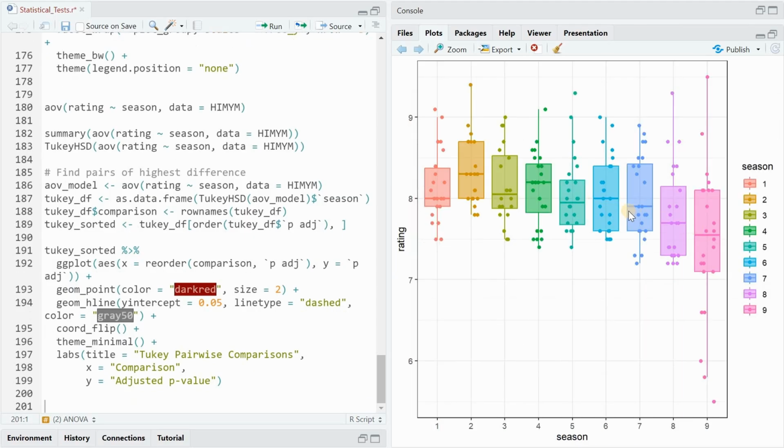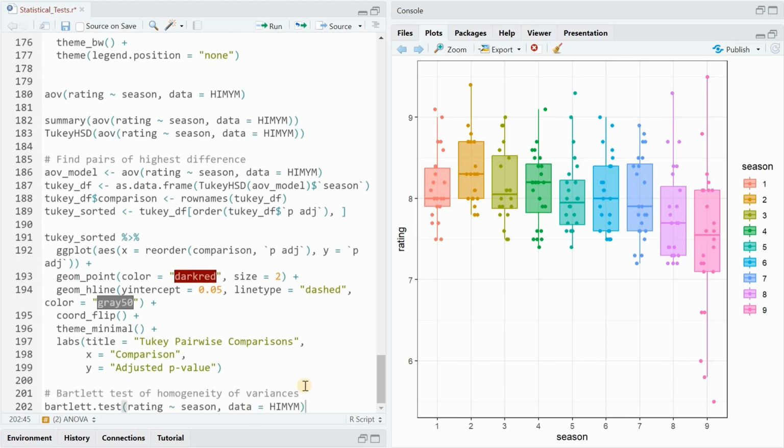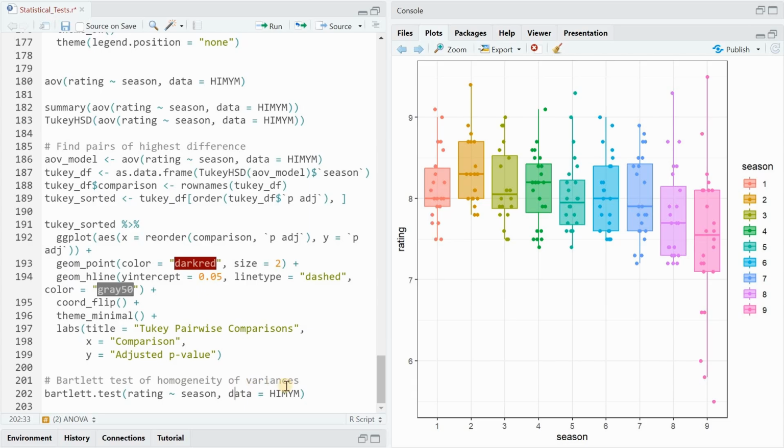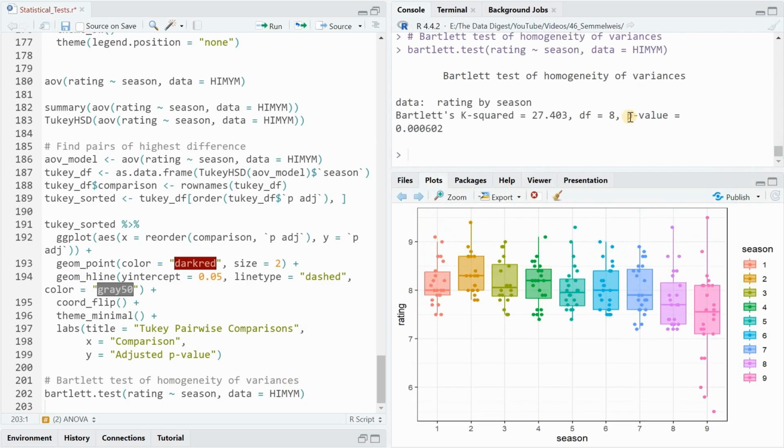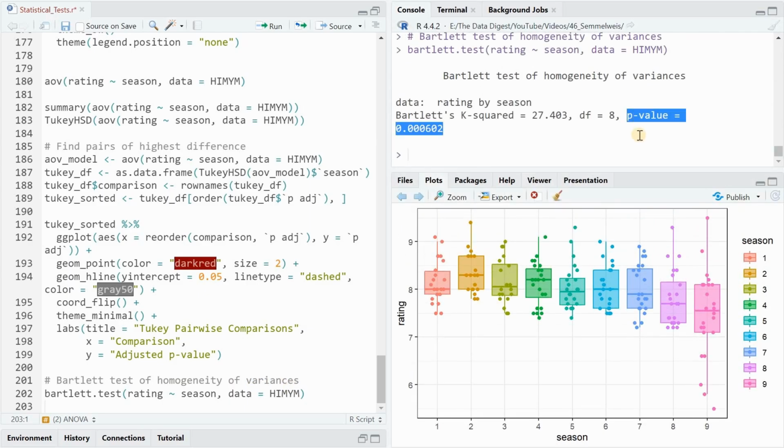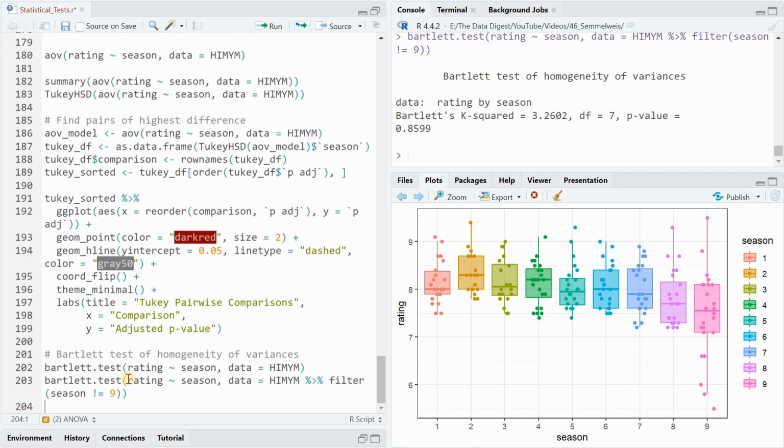Now when you look at this, you might suspect that the variance is not equal throughout these seasons, which is an assumption that has to hold true for the ANOVA to work. There is a test called Bartlett test for homogeneity of variances. And when this is significant, it means that we have to reject the null hypothesis of the variances being equal. And this is entirely caused by season 9. If we exclude season 9, then this test is not significant anymore.